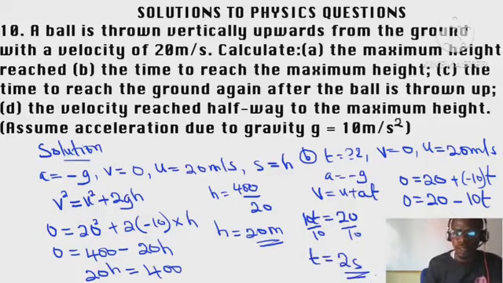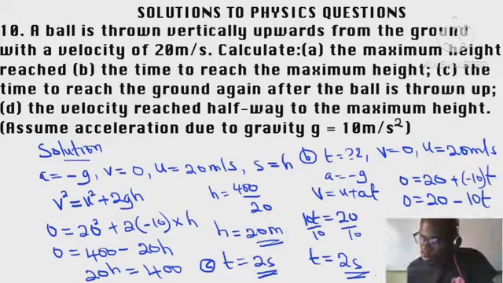Now, the next question, which is C, says the time to reach the ground again after the ball is thrown up. Now, the same time it takes the ball to reach the maximum height is going to be the same time to return back to the ground. So for option C, it is still the same time. That means t equals what? 2 seconds, because it takes the same time to reach the maximum height as to return back to the original height.